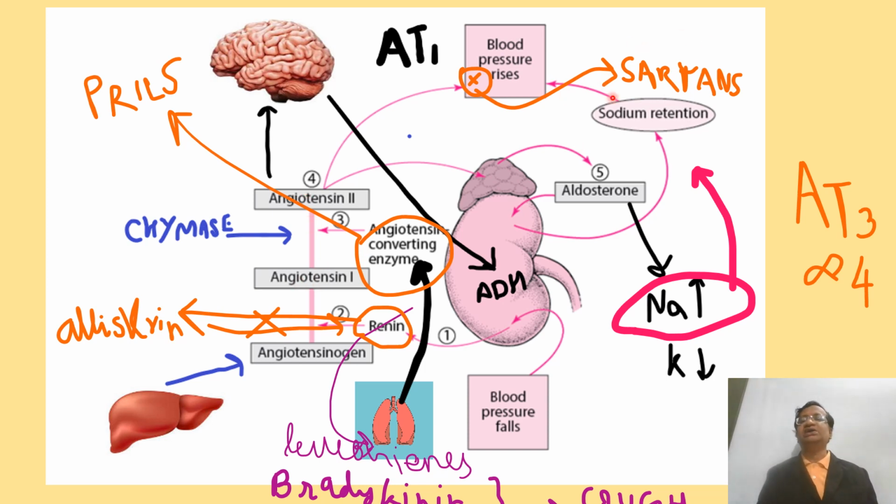Now we have sartans. These act directly on the angiotensin 2 receptors in the vascular system. Thereby the angiotensin 2 cannot act, the BP falls, the vascular tone falls. This is about the sartans and pills.